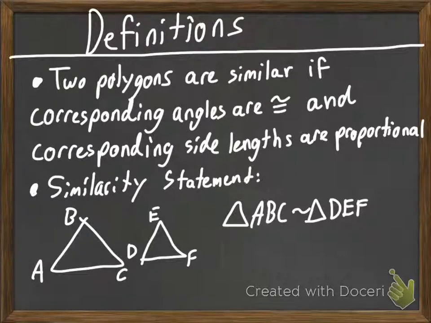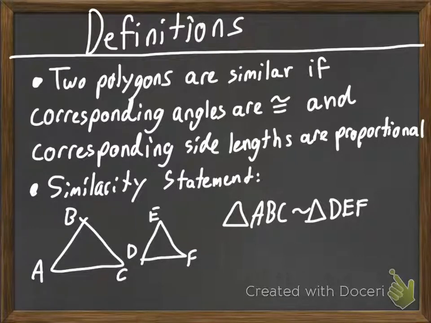Now, similarity and congruence are different. Congruent polygons are going to be the exact same. Everything's going to be the same. Similar polygons can be congruent, or they can also be smaller or larger than each other. So there's a little bit of difference there.